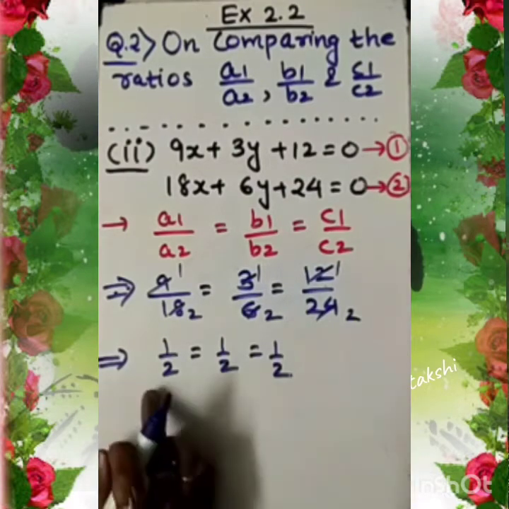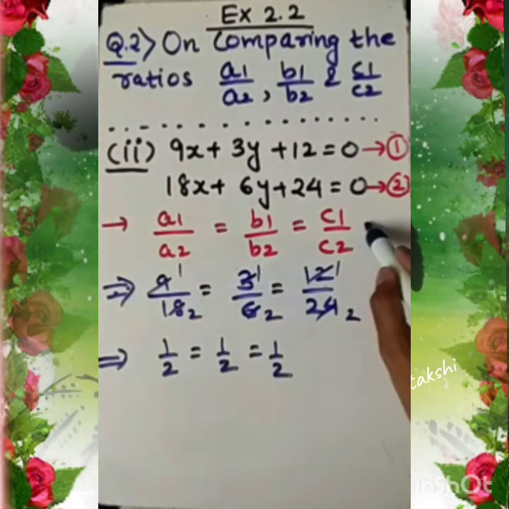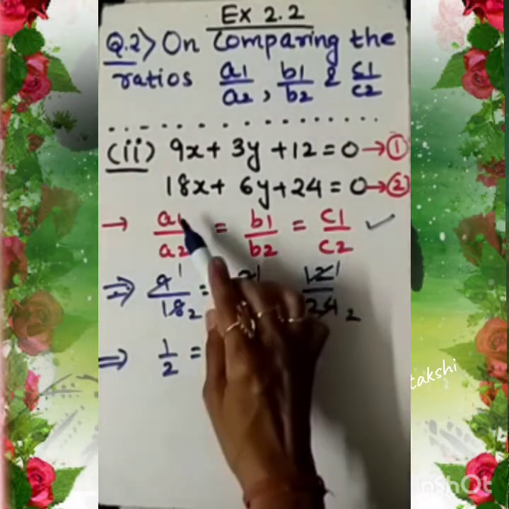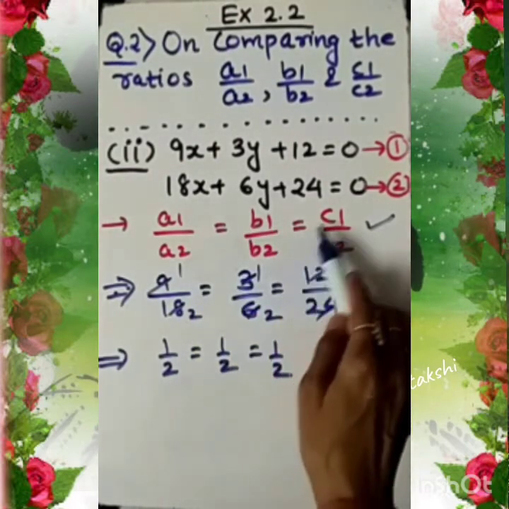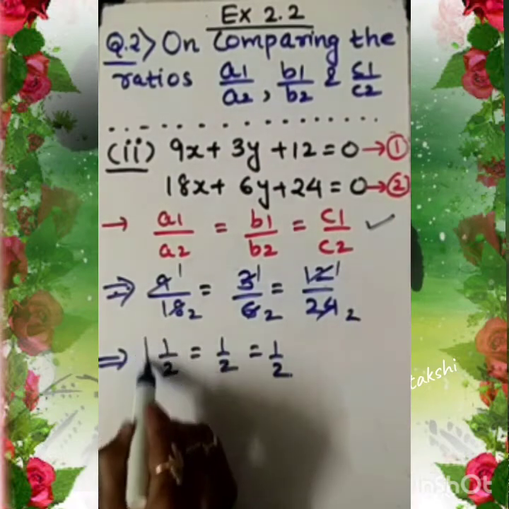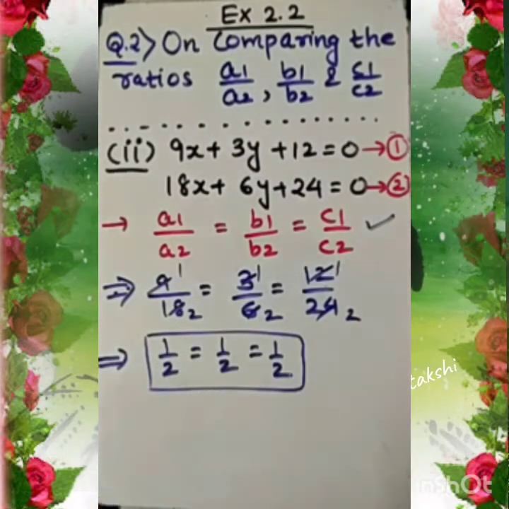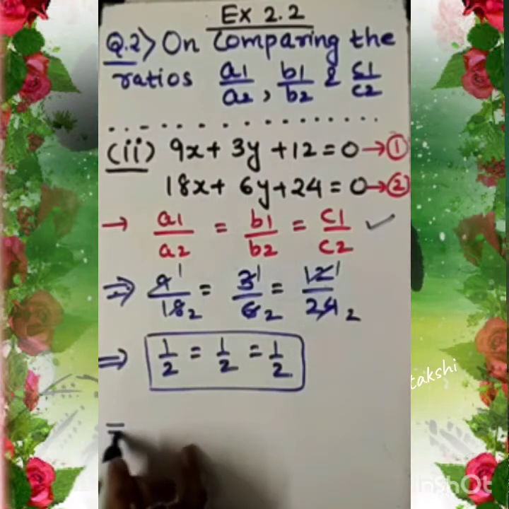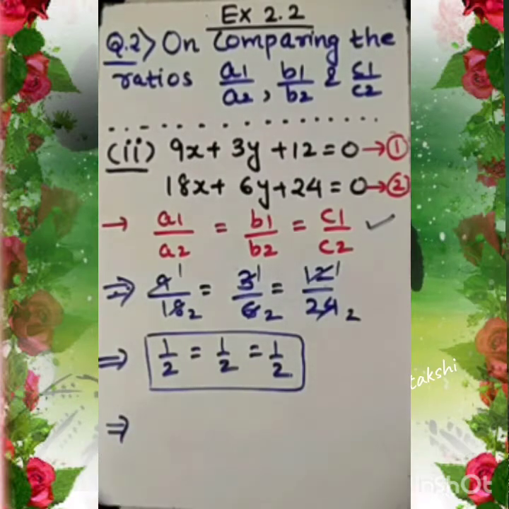Okay. In such a case, whenever all three ratios are equal, a1 by a2 equal to b1 by b2 equal to c1 by c2, we can say which type of lines we will have as a result. That line is coincident. So we need to mention here the line is coincident.